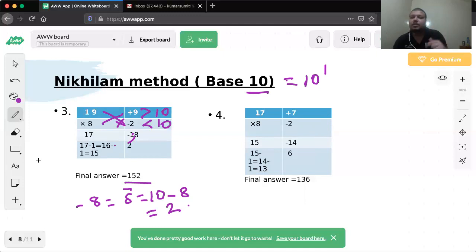Practice this example again and again, and then you will be able to understand it. If you have any difficulty, write in the comment box. I'm here to help you guys. Fine. Again, 17 into 8.